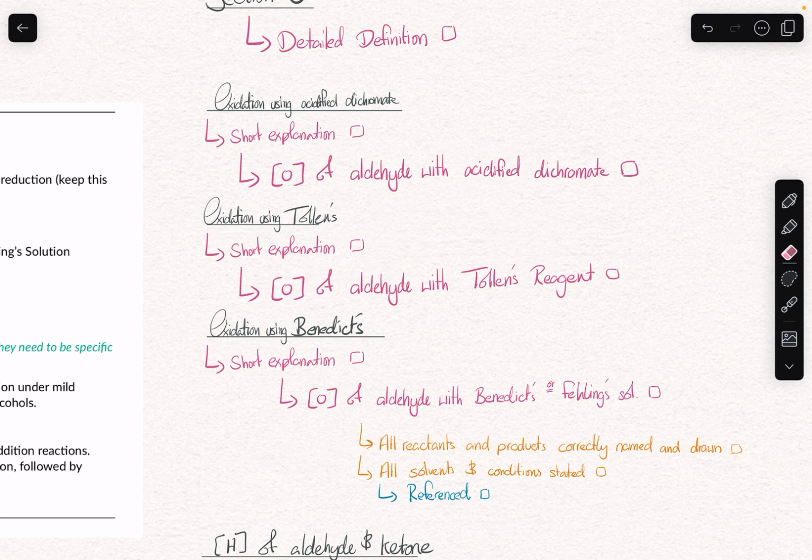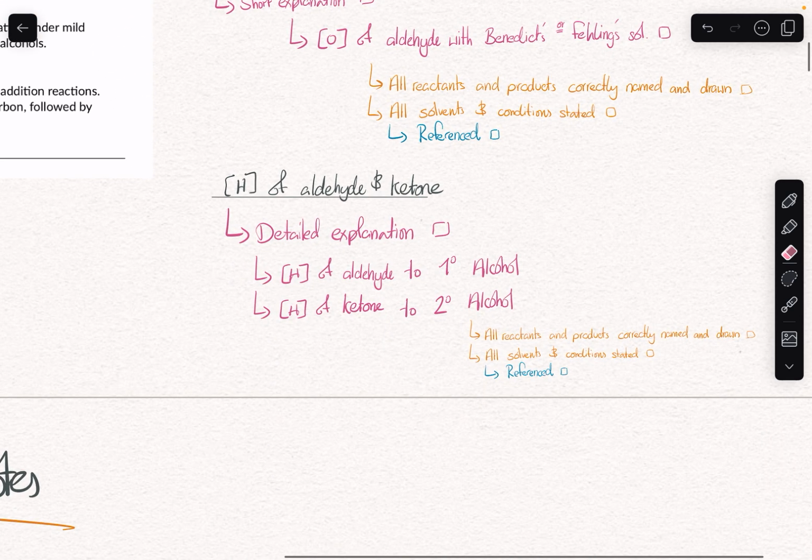And then finally, we're going to go down to the reduction of an aldehyde and a ketone. You can see there the mistake I made before. Detailed explanation. How do they get reduced? Explain that. Again, a few sentences with a reference. Chem Guide has all the information that you need. Reduction of aldehyde to a primary alcohol and reduction of a ketone to a secondary alcohol.